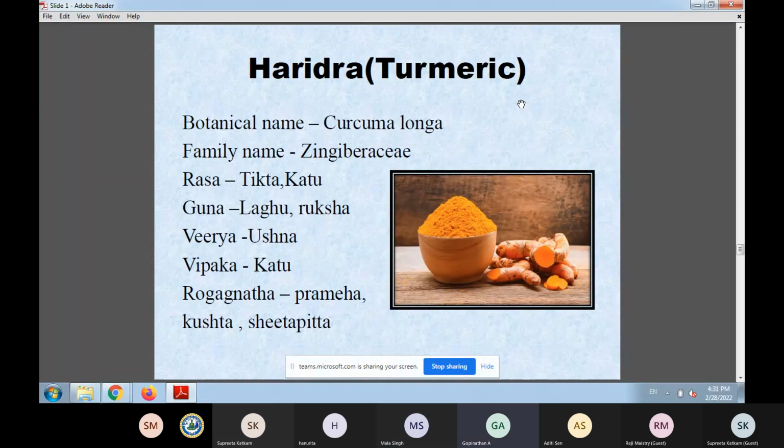Is dried ginger good or raw ginger good? Both are good. Both have different properties, and sometimes we can use one instead of the other. If one is not available, the other can be used.